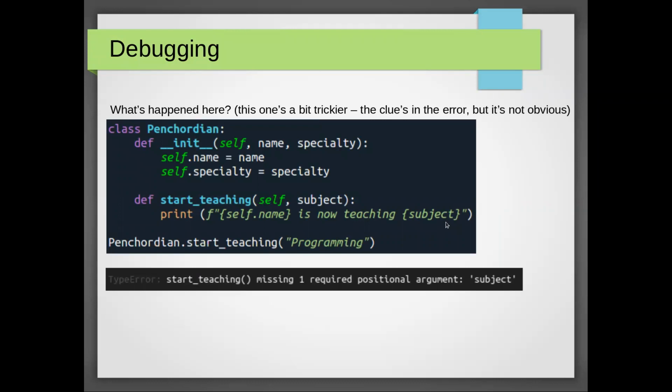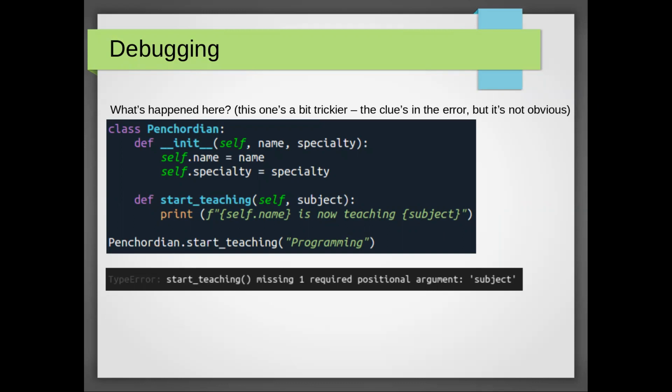Okay, what's happened here? Now this one's a bit trickier. There is a clue, but this is an example of where the clue isn't obvious. So here we've got a type error. It says start teaching is missing one required positional argument subject. Has it not been instantiated?